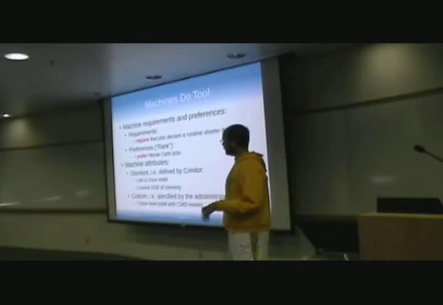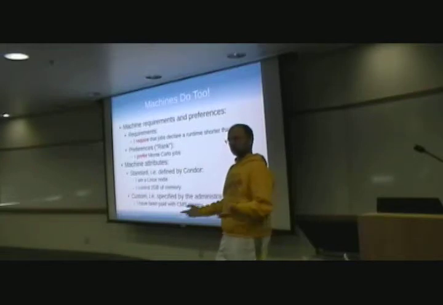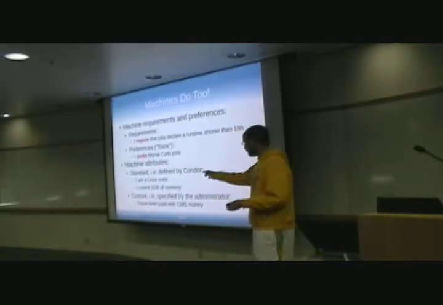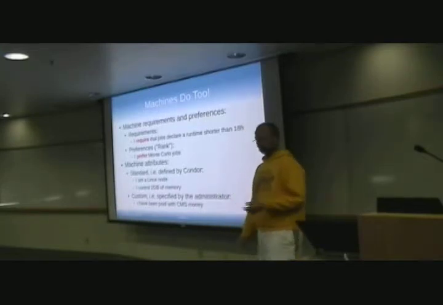And like with the jobs, machines have attributes, and there are a lot of them that are standard with Condor, like I'm a Linux node, I control 2 gigabytes of memory. But they can be custom, specified by the machine administrators. For example, I have been paid with CMS money. That's just an attribute. Of course, it will not be that verbose, but something that means that it can be defined.